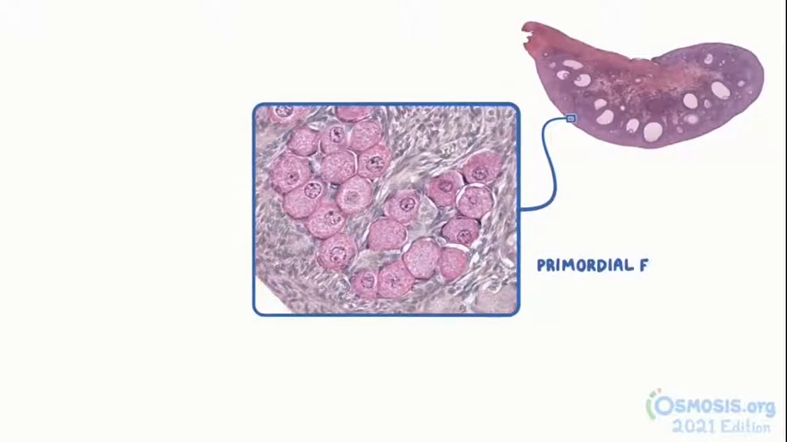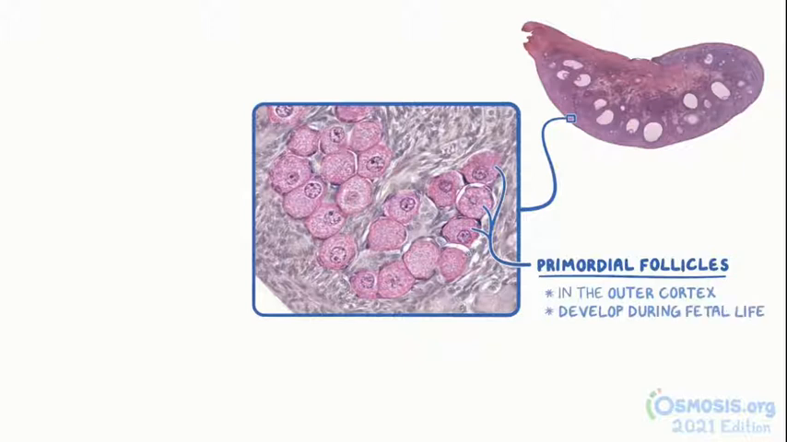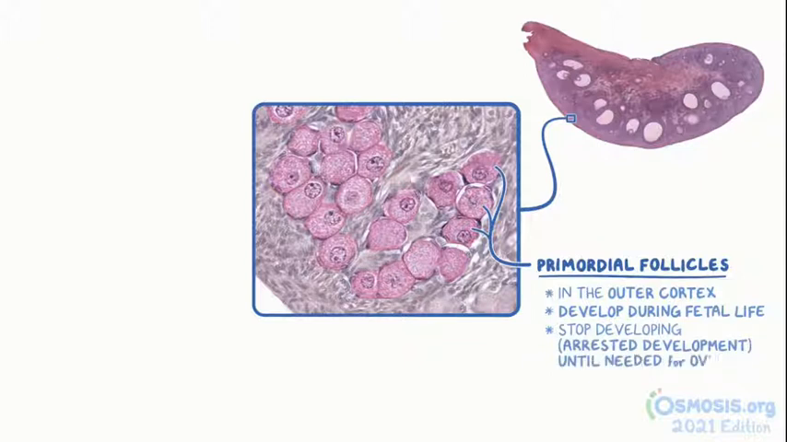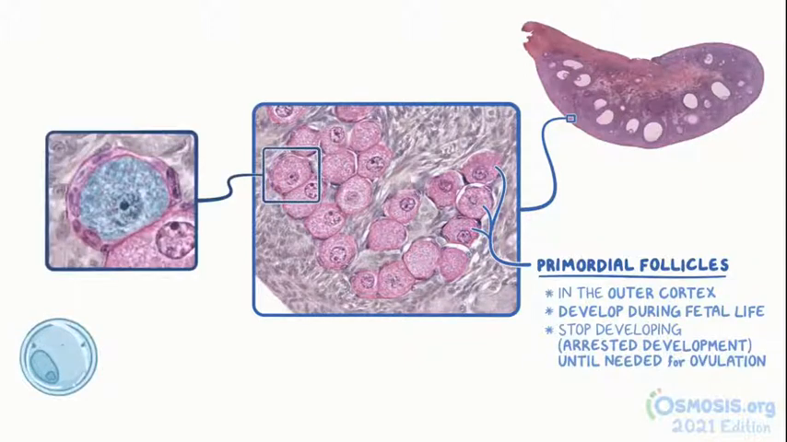Alright, let's take a closer look at the cortex. The primordial follicles are the follicles found in the outer cortex that develop during fetal life. At this stage, they actually stop developing, which is called arrested development, and they stay this way until they're needed for ovulation. The primary oocyte is the large round cell that makes up the majority of each primordial follicle.